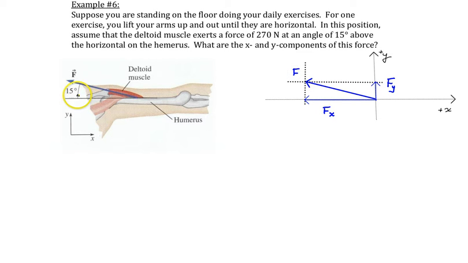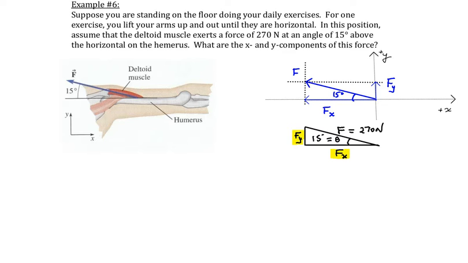We also have this angle of 15 degrees with respect to the negative x-axis. Now, just to help visualize this, I'll make this into a right triangle. So I'm going to move this force over here and create a triangle with this. We know that the resultant, or the hypotenuse of this force F, is given as 270 newtons, and the angle is 15 degrees. And we're trying to solve for Fx and Fy.